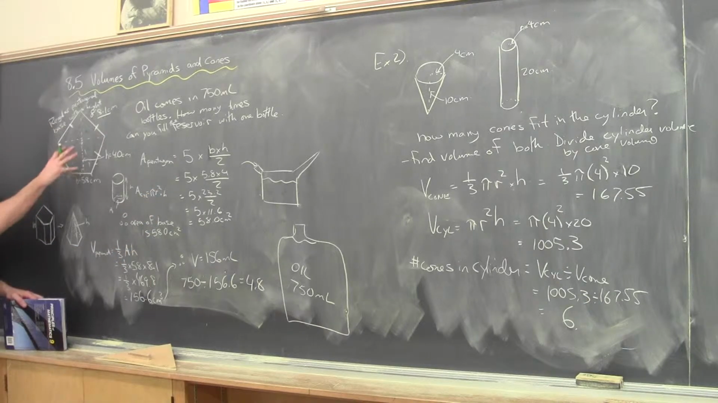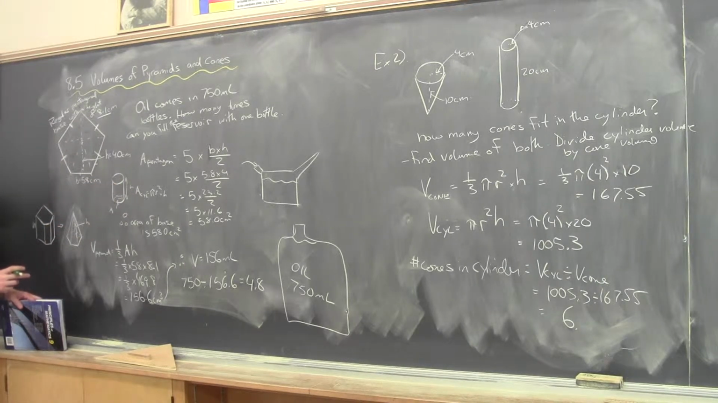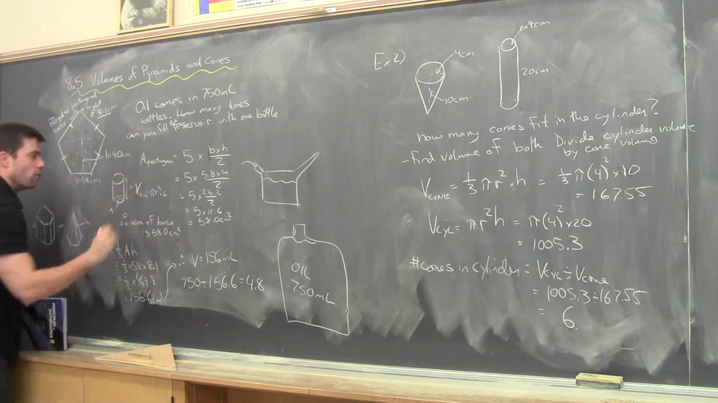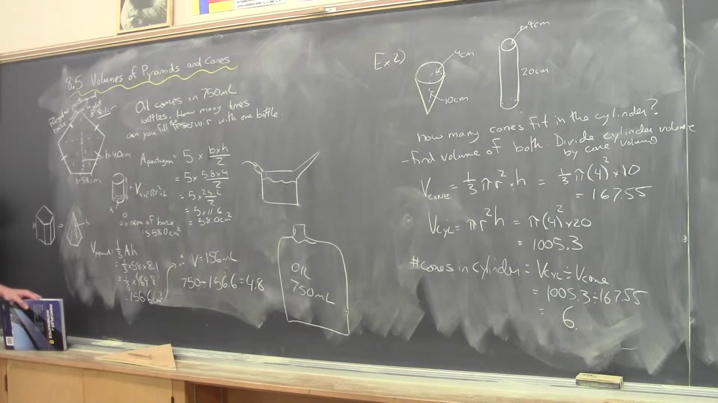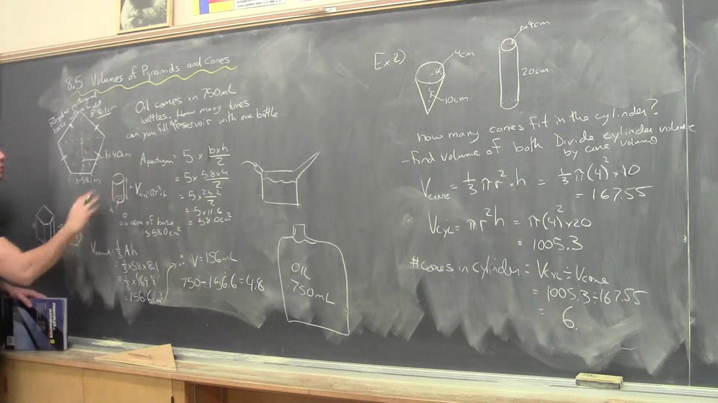So that might be the surface area. No, sorry. Not the surface area. My bad. That's the volume of the cylinder. My mistake. Thanks, Michael. So that gives us the volume of the cylinder.